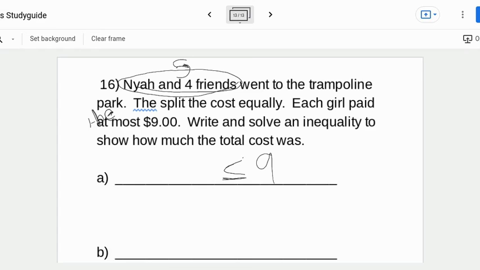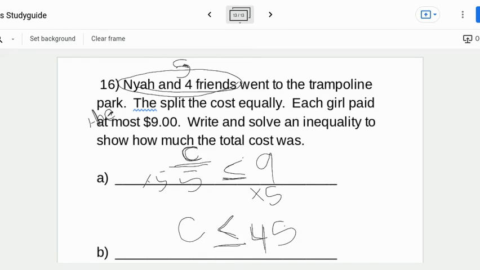Now remember, do we split friends or do we split a cost? Hopefully you are saying right now, we split a cost. We don't split our friends up. So the cost split between the 5 people is less than or equal to 9. That's your inequality. Now I solve it. Instead of dividing by 5, I multiply by 5. 9 times 5 is 45. Bring down my sign and my variable. So the cost of the trampoline park had to be less than or equal to $45 so that each girl paid 9 or less.